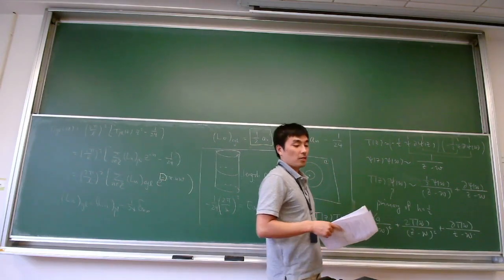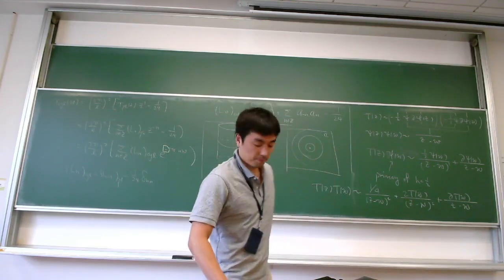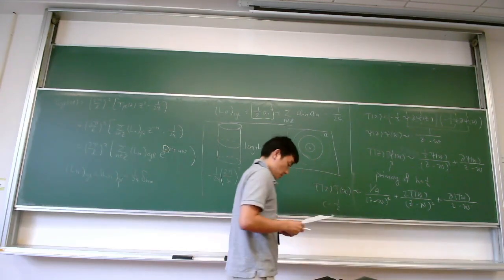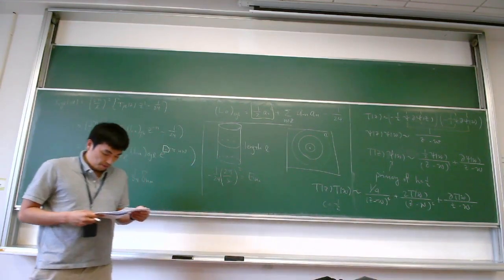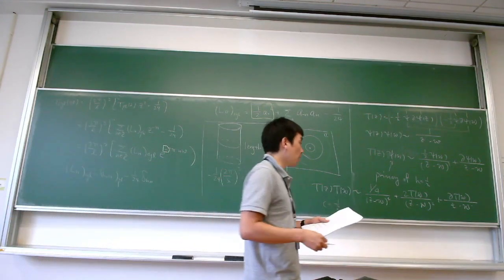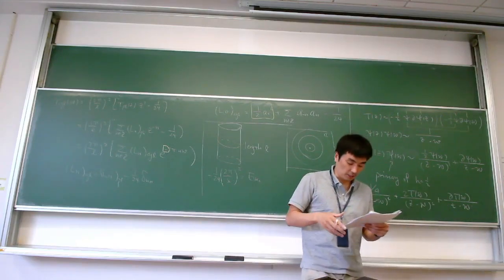So therefore, for a free fermion, the central charge is equal to 1/2, if the theory is holomorphic, non-chiral. Non-chiral means the left moving sector and right moving sector are the same. Okay.